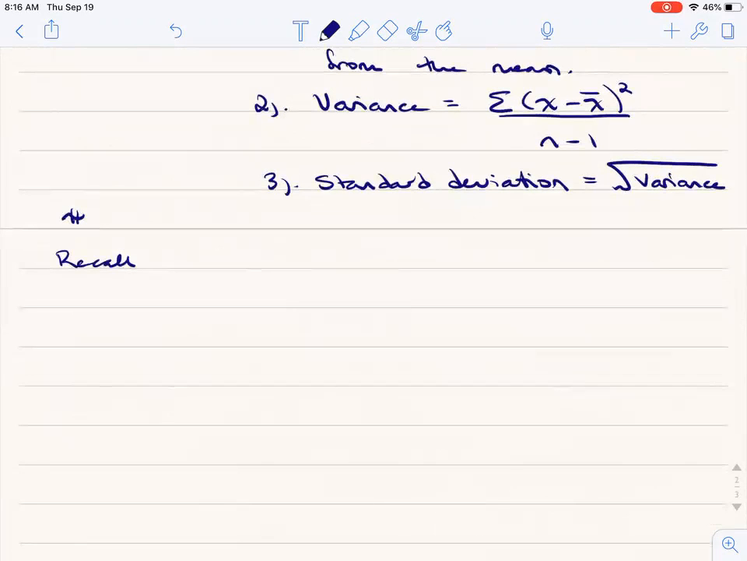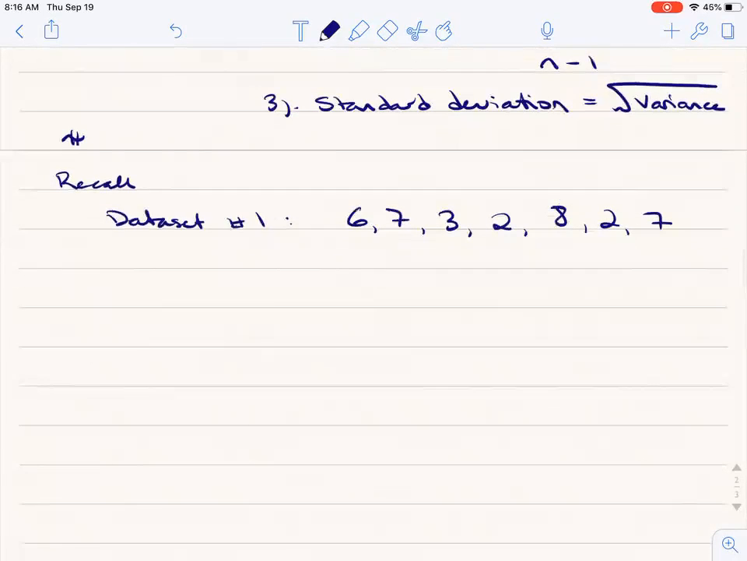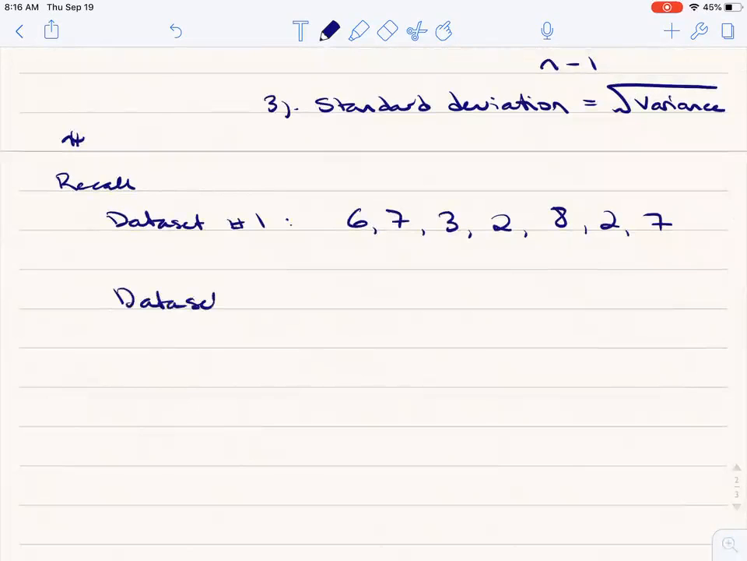So recall we had two data sets that we're working with. So data set number one was what? Let's see here. Yeah, I had a typo. We had 6, 7, 3, 2, 8, 2, and 7. And we have data set number 2: 6, 5, 4, 5, 6, 4, 5.